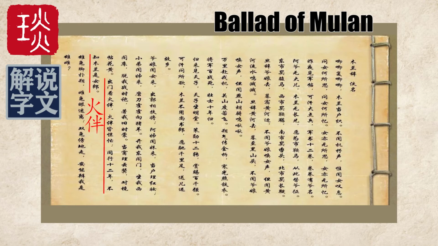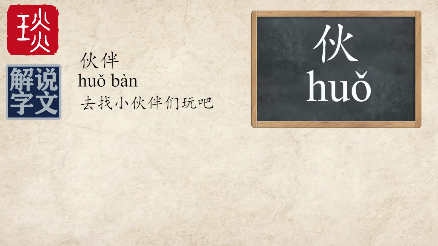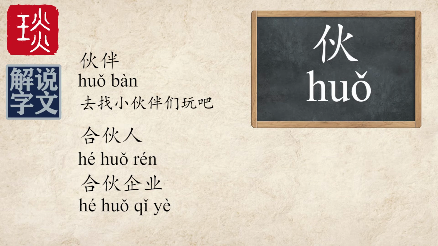This poem was composed between 4th to 7th century. Today, for 伙伴, we use the 火 with 人 as radical. 合伙人 partner. 合伙企业 partnership. It is a kind of business entity. Many characters with 人 as radical are actions of human. Let me break up this character for you.